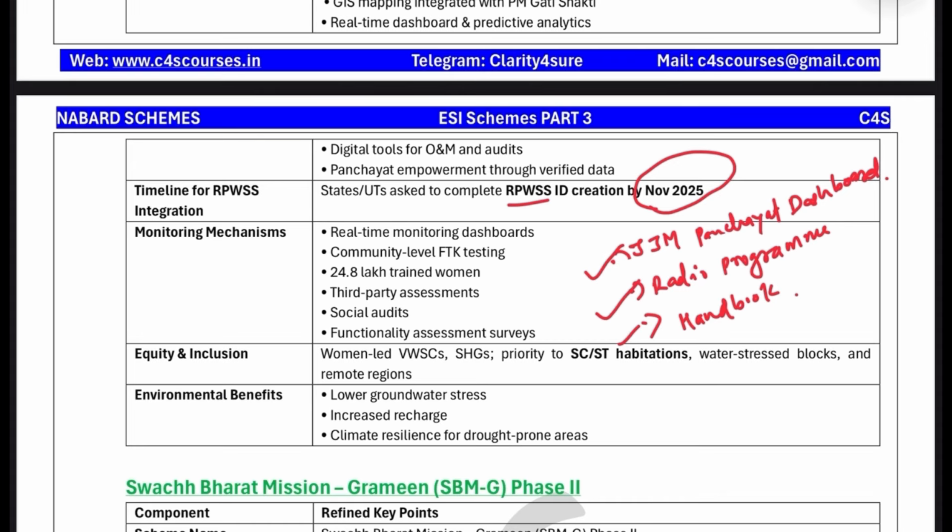Okay, and the next important updates are regarding the JJM Panchayat dashboard, then the radio program, that is Swachh Sujal Gaon Ki Kahani, and the handbook, that is Jan Bhagidari Se Har Ghar Jal. These are recent launches under JJM, so these are important. Okay, so this is it from the Jal Jeevan Mission.